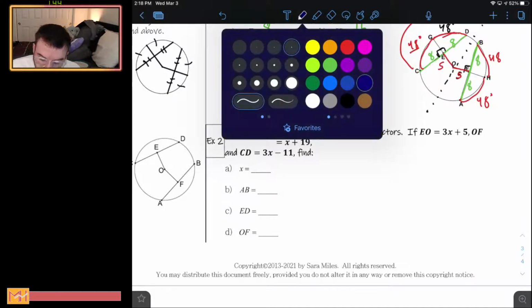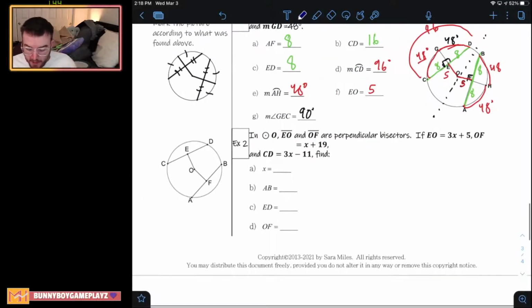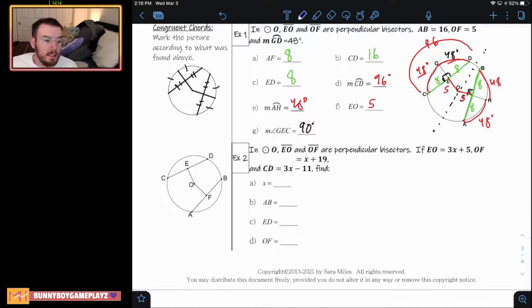All right. Only one other question, right? This isn't too lengthy at all. I hope you appreciate that. It's just a reflection, right? You can draw a line right down the middle. Everything's the same about these guys. So EO and OF are perpendicular bisectors.